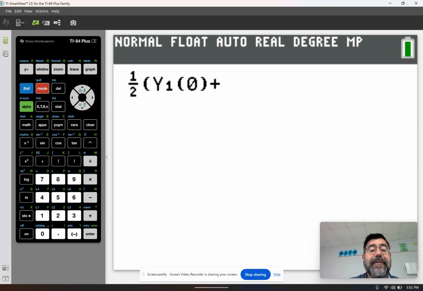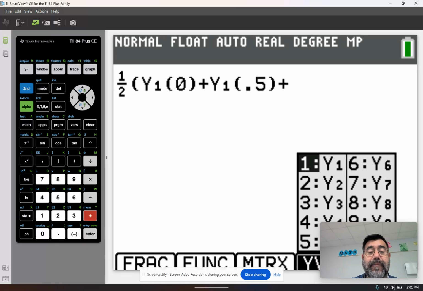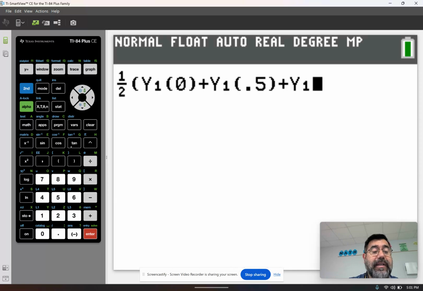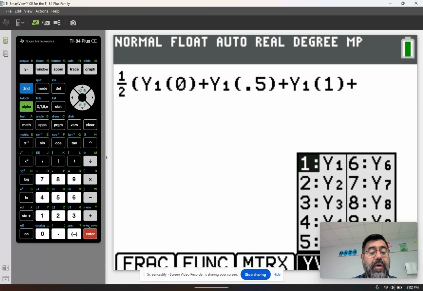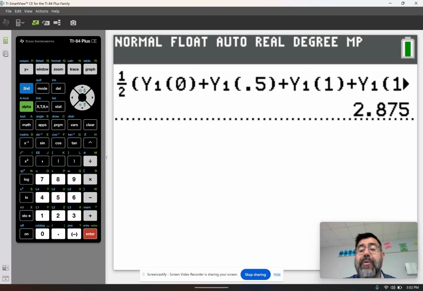I'm going to do alpha trace 1 at 0.5 plus alpha trace 1 at 1 plus alpha trace 1 at 1.5. And when I do this, whammo bammo, I get my sum, 2.875. So I'm using function notation using the calculator.